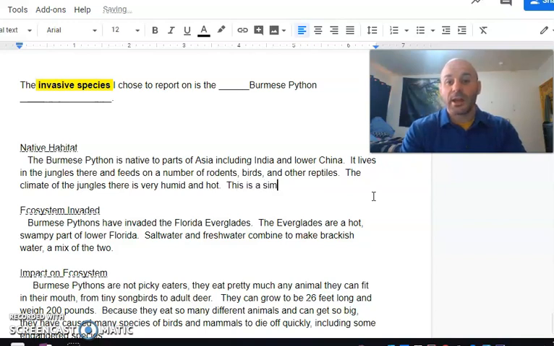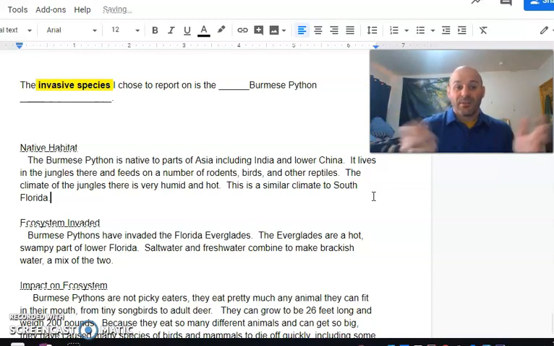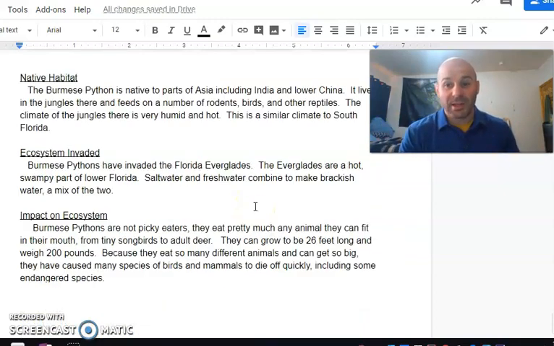This is a similar climate to South Florida. So the Burmese python was perfectly adapted already to thrive in the Everglades where it invaded. So that's the next section. Burmese pythons have invaded the Florida Everglades. The Everglades are a hot, swampy part of lower Florida. Saltwater and freshwater combine to make brackish water, a mix of the two.